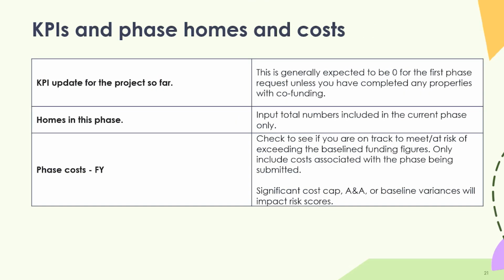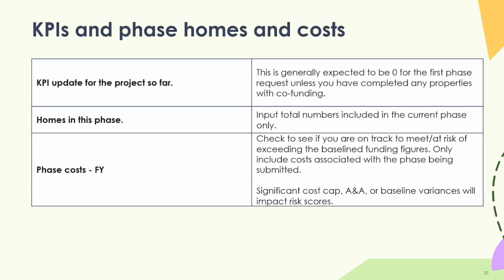KPIs and phase homes and costs. So this is the next section after the declaration section. So KPI update for the project so far is generally expected to be 0. So those KPI 3, 4, and 5 information is, as I've said previously, unless you've done some work, in which case you can put that in. But I expect to see more of those KPI information being added to the following phases as you get into delivery. Again, that's for information purposes only.